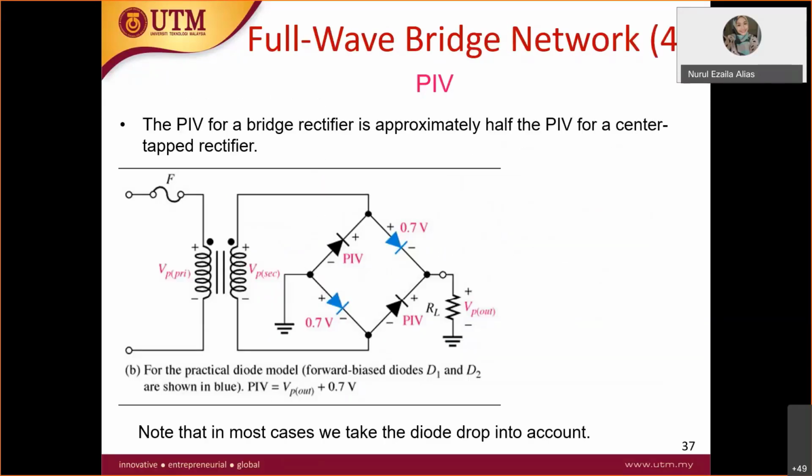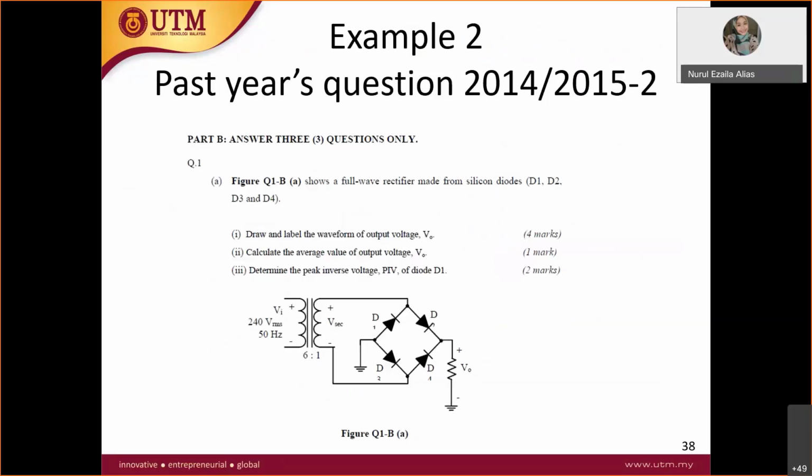So the VIV for the bridge will be this different formula from the center tap, because it now has 2 diodes. So this is the formula. You can plug in the formula. And let's take a look at the past year question. What time is it now? Oh, 55 already.